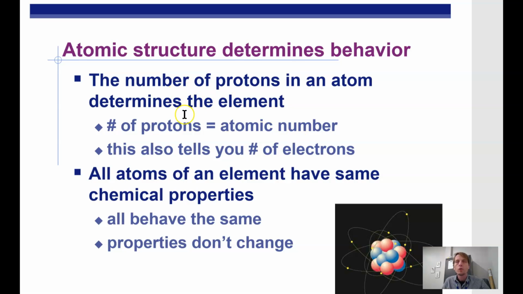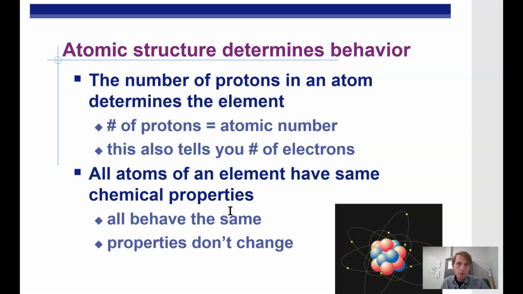So what you need to know is that the atomic structure determines atomic behavior. That's the story from here on up. The number of protons in an atom determines that element. So if you have the number of protons, that's the atomic number. As you read through this, I believe we said all this already. All atoms of an element have the same chemical properties.